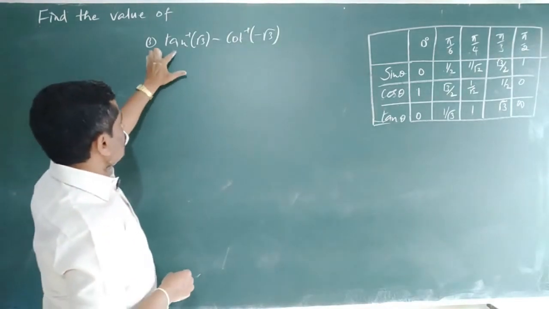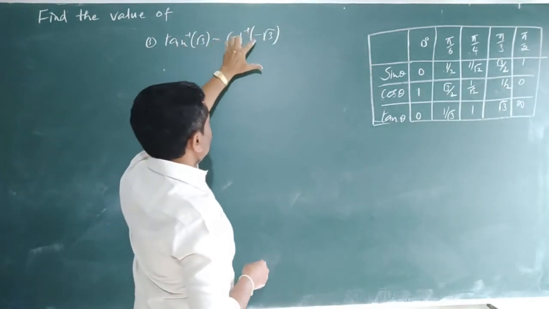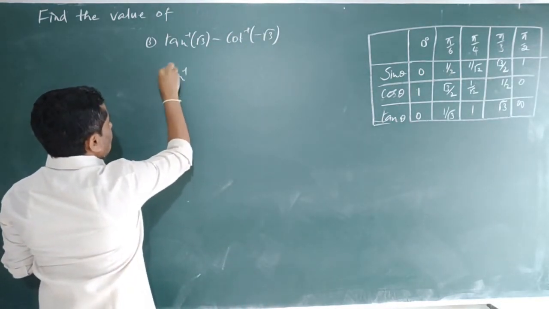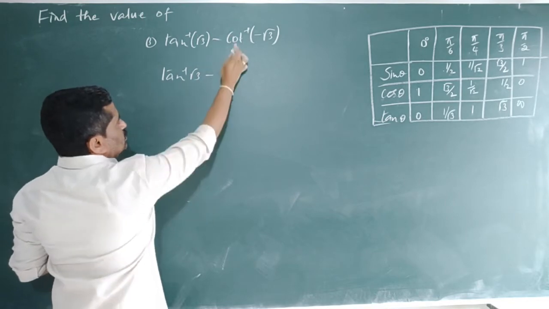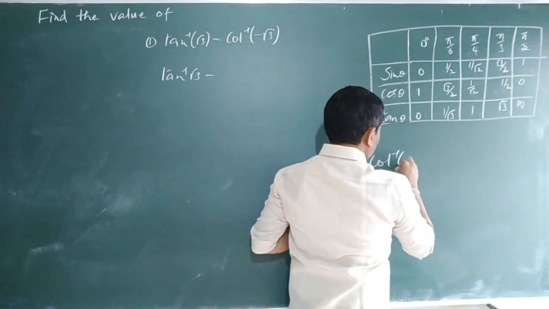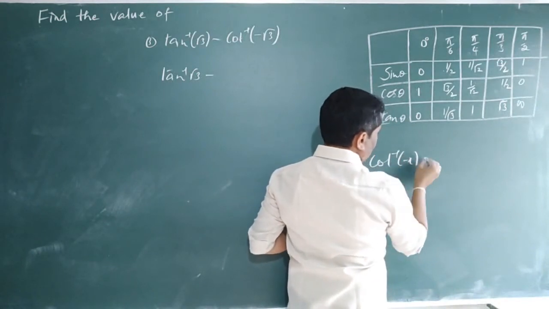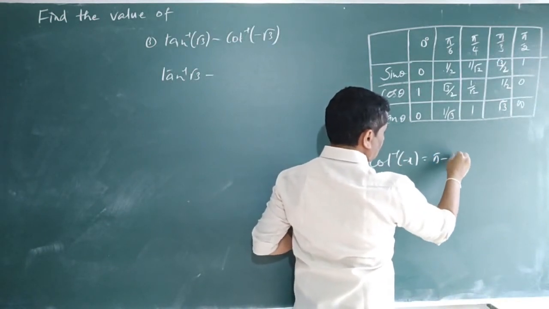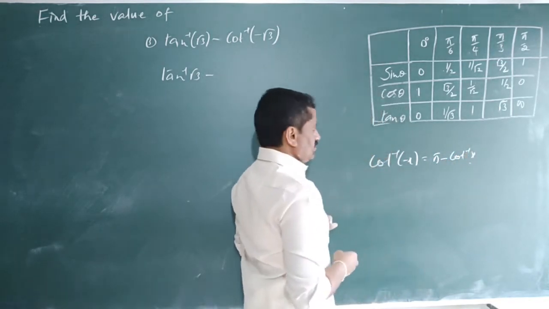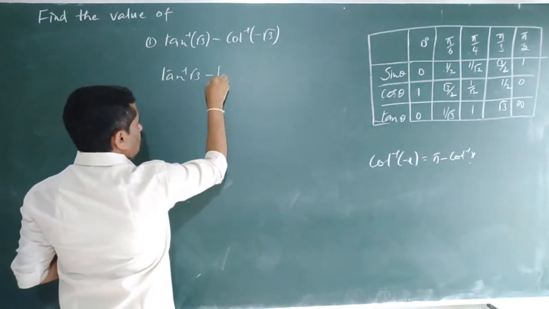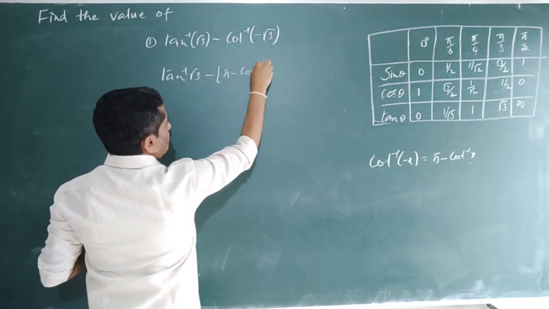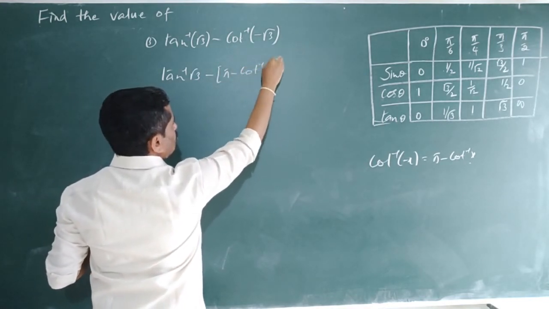Next we have tan inverse of root 3 minus cot inverse of minus root 3. So now that can be written as tan inverse of root 3 minus. So now this is in the form of cot inverse of minus x. We know that this can be written as pi minus cot inverse of x. Therefore, pi minus, so this can be done as what? That is cot inverse of root 3.